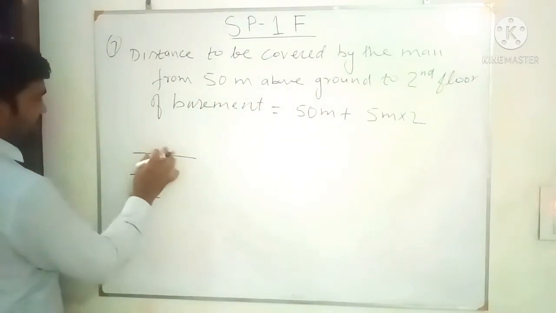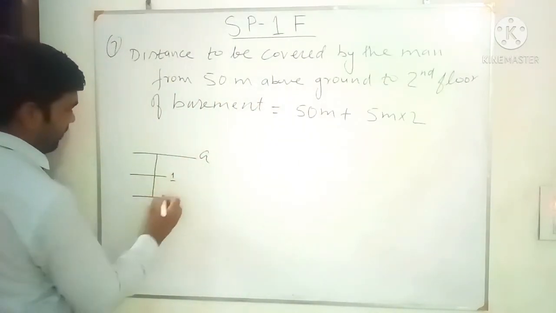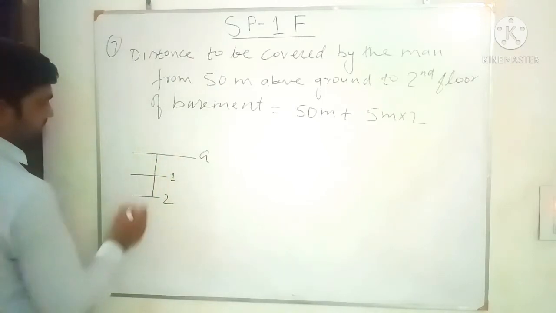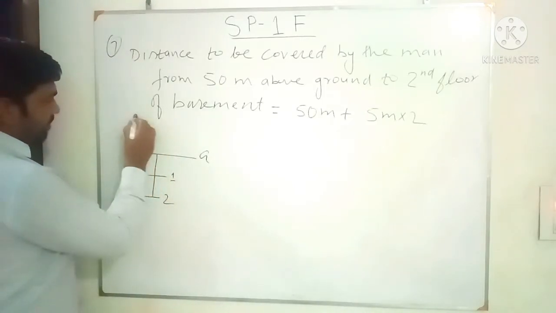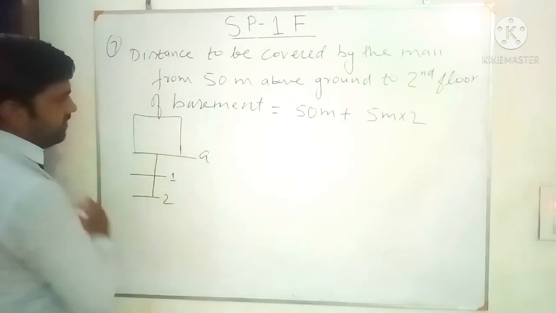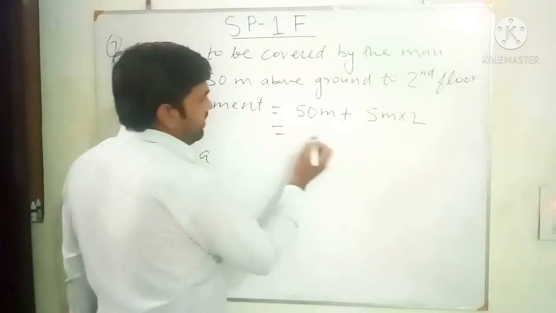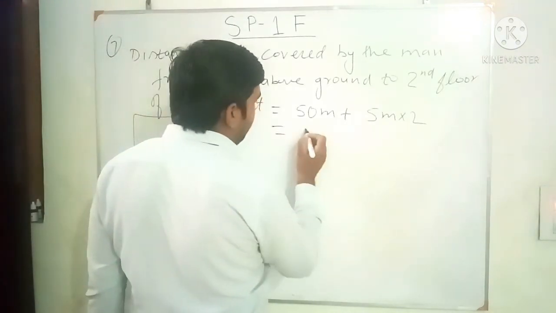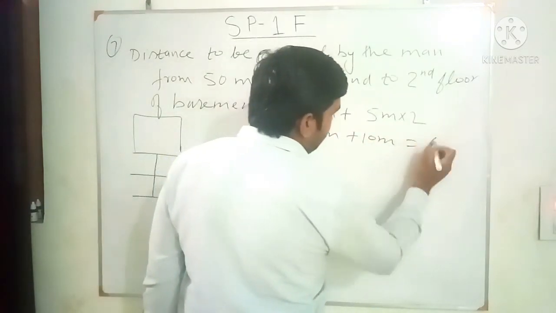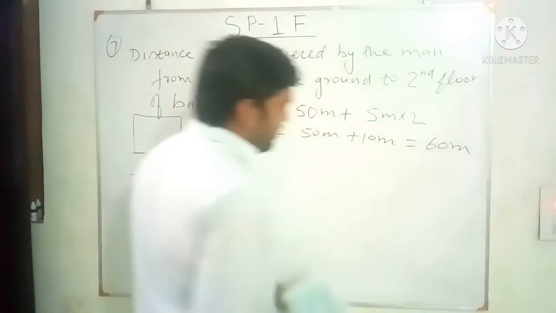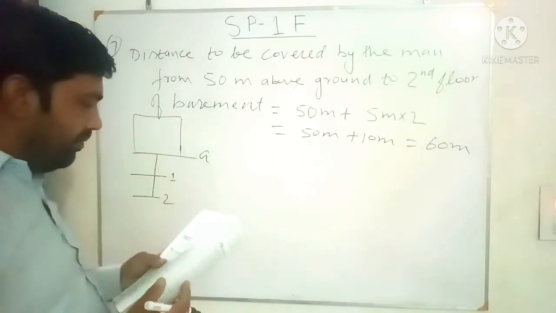This is the ground floor, first floor, second floor. 5 meter, 5 meter, 10 meter. So this is the ground floor, and above this building, that is the 50 meter, the person is. So here 60 meter. 50 meter plus 10 meter gives you what? 60 meter. So 60 meter distance he has to cover.